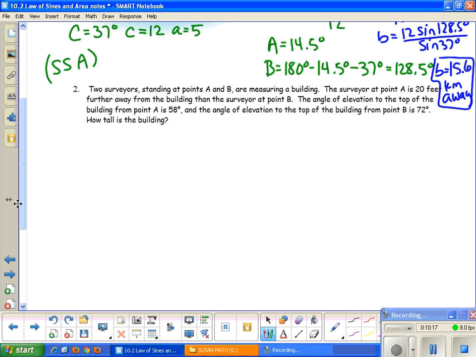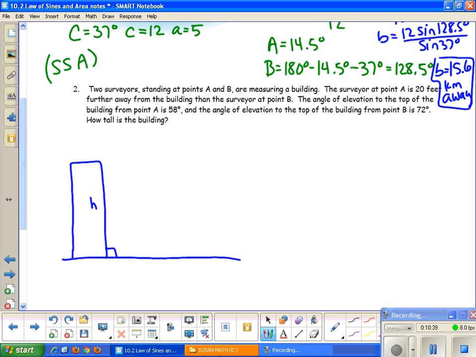So for this problem, anytime you're not given a picture, you're going to want to draw a picture, and that's usually going to be the toughest part to do. So first of all, I have a building. And for this building, I know that the building and the ground are going to make a 90-degree angle with each other, and we want to figure out the height of the building.